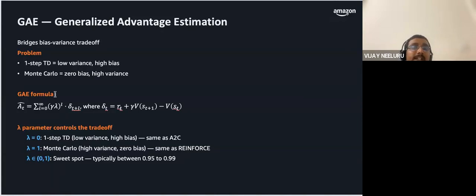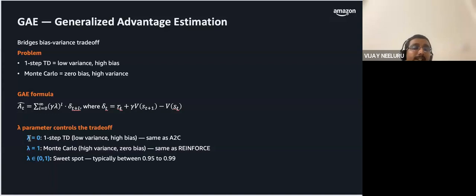So that's where generalized advantage estimation comes into the picture. You can see the equation below. Here, gamma represents the discount factor and lambda represents the exponential weight discount. Lambda controls the bias-variance trade-off, and delta represents the temporal difference error, which is the TD error.